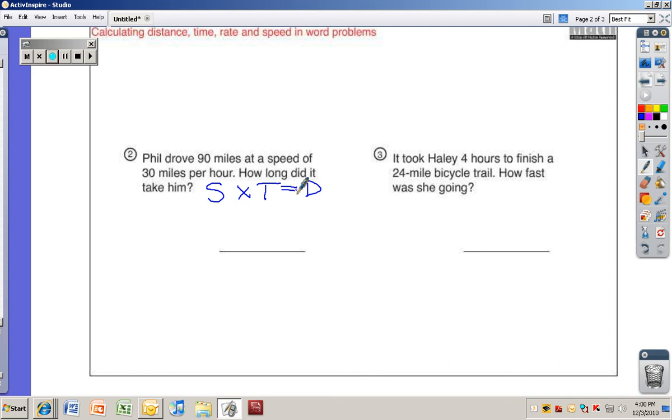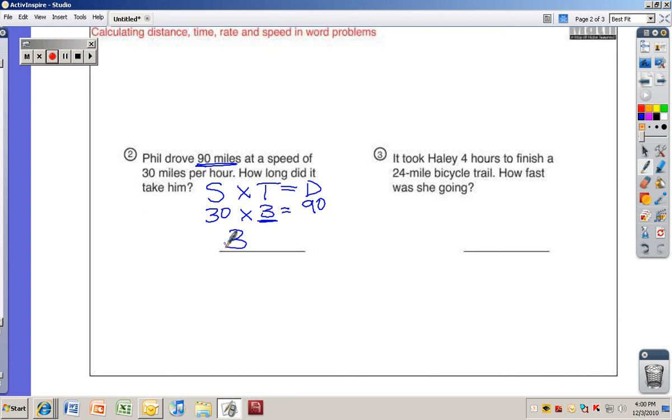Exactly. I fill in the numbers for what I know. I know he drove 90 miles. Is that the speed, the time, or the distance? Distance. Good. He figured out that was distance faster. At a speed of 30 miles an hour. 30 miles an hour is the speed. Good. So he goes 30 miles an hour, and he goes 90 miles. So what number would come in here if it's 30 times some number equals 90? The answer is 3.